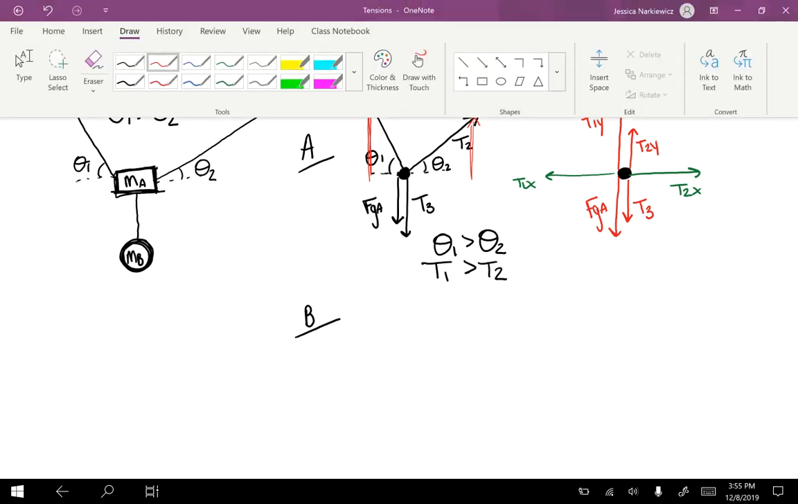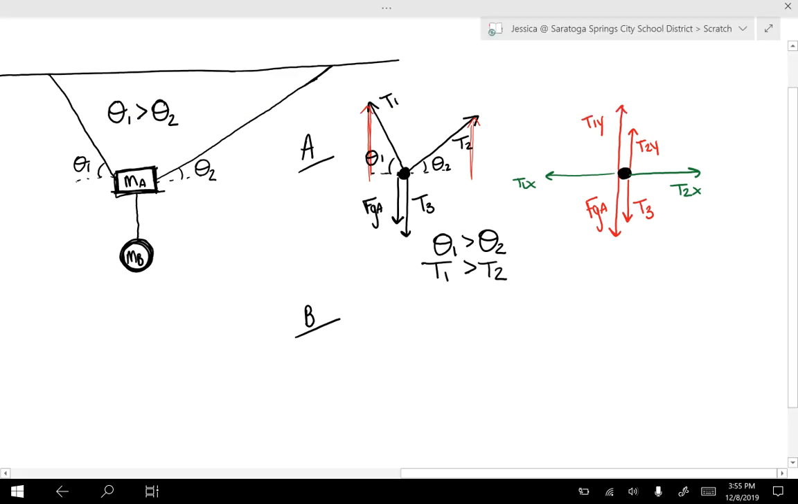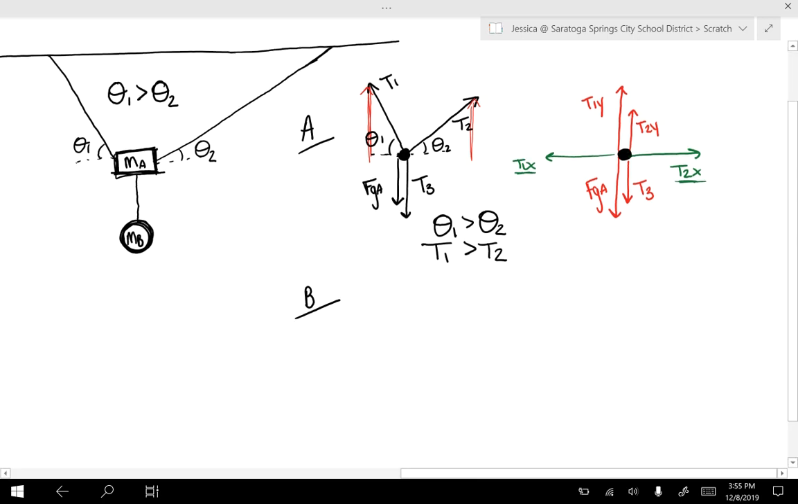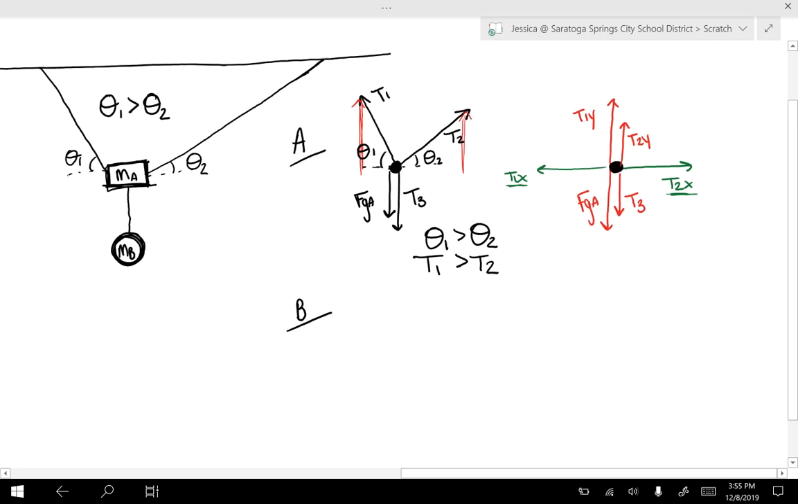Now, if you're looking at your free body diagram, you might notice that I already drew in T1y and T2y like that. You also might notice that T1x and T2x need to be exactly the same. They have to balance each other. So for two triangles with the same horizontal base, but one vertical side longer than the other, the one with the larger vertical side is going to have the larger hypotenuse.